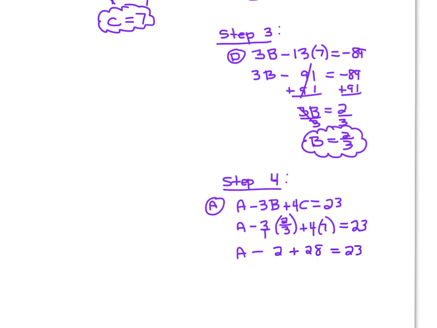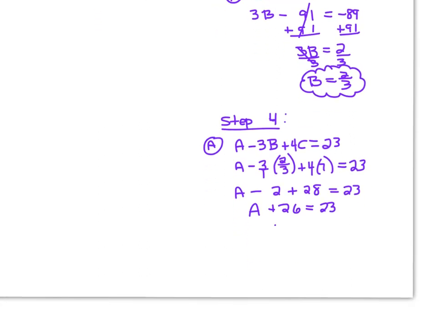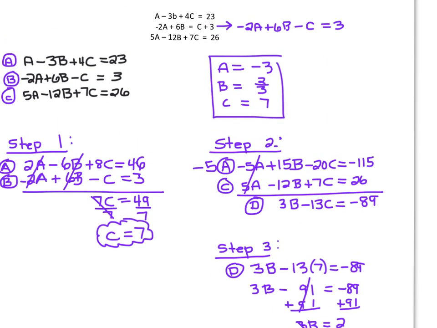Now, if we combine our like terms, -2 plus 28 would be positive 26. And then finally, to finish up, we would just subtract 26 from both sides of the equation, which leaves us with A equals -3. And let me just look back up at the top and make sure that's what we got to make sure it checks out. Yeah, and there we go. Look, A equals -3. So these are our answers.